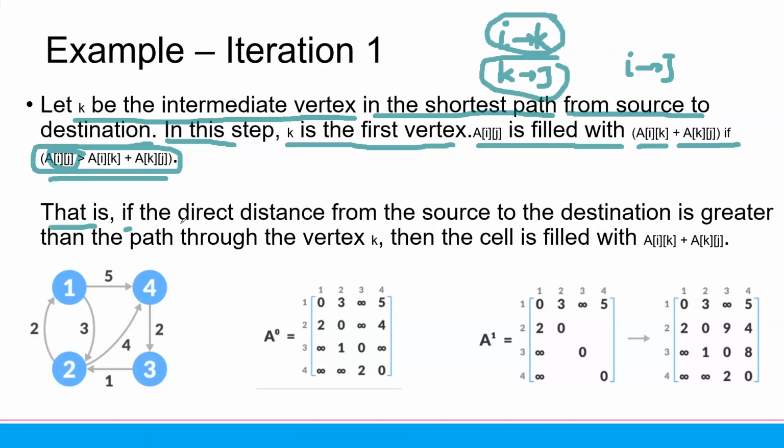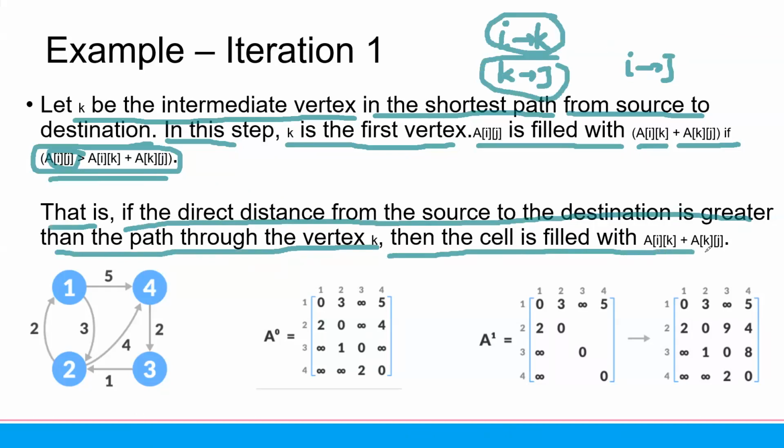That is, if the direct distance from the source to destination is greater than the path through the vertex k, then the cell is filled with a_ik plus a_kj. Can you understand this one? So if it is satisfied, then I will make the cost or the distance between source to the destination, which is not covered, or if there is no directed edge, then it will be a_ik plus a_kj.